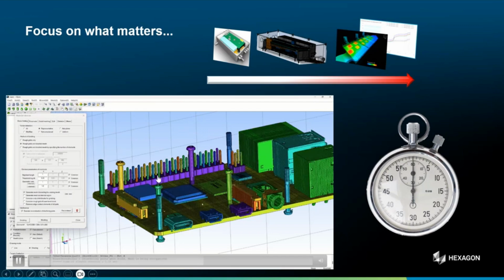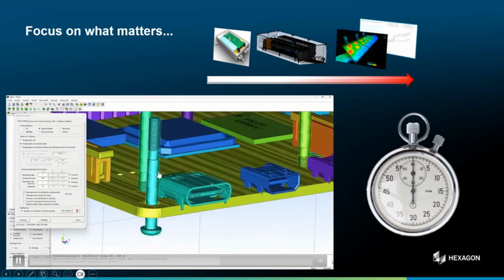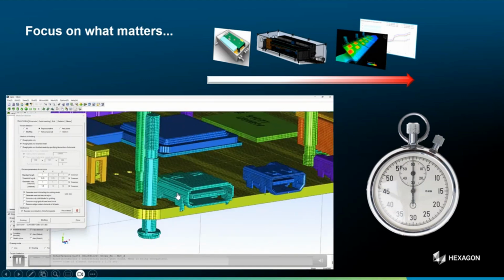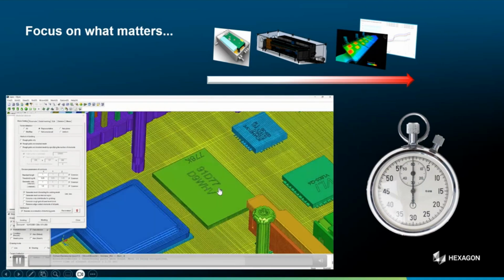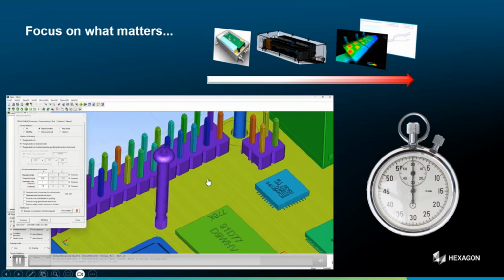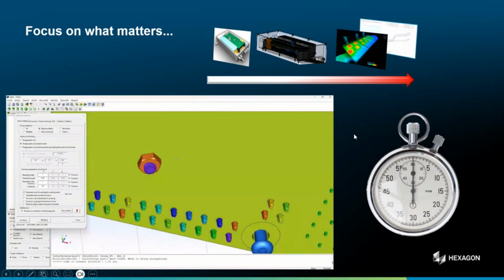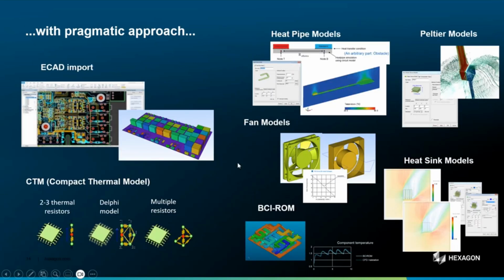And here what you are seeing is a live capture video. It's not accelerated by any post-treatment of the video. This is a live mesh. 12 million cells within 5 seconds, on CAD that has not been prepared in advance. So this is what we are talking about here in terms of pragmatism, being able to handle complex geometries.